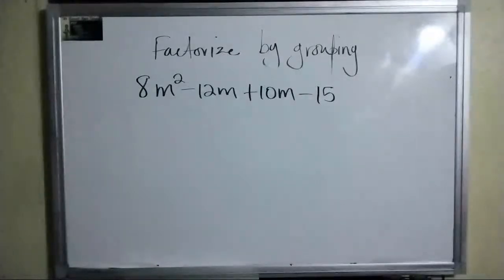Alright, I don't see any answers are flying, guys. Factorize that: 8m squared minus 12m plus 10m minus 15.